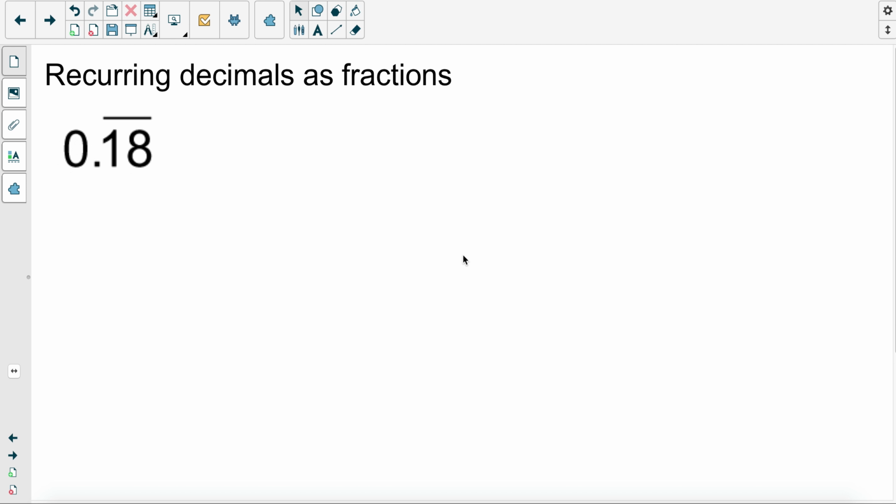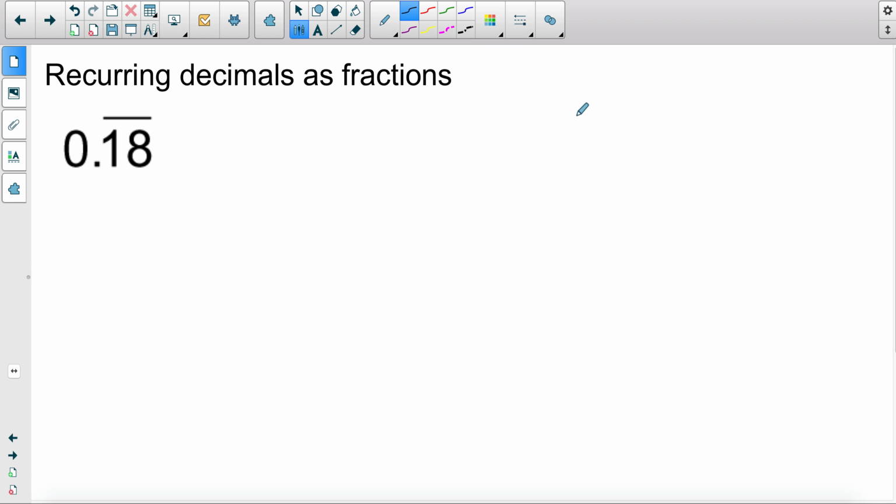In this video, I'm going to go through how we can convert recurring decimals to fractions. Remember that we aimed to do this just to show that recurring decimals are rational numbers. Just a quick recap, rational numbers are numbers that can be written as fractions.